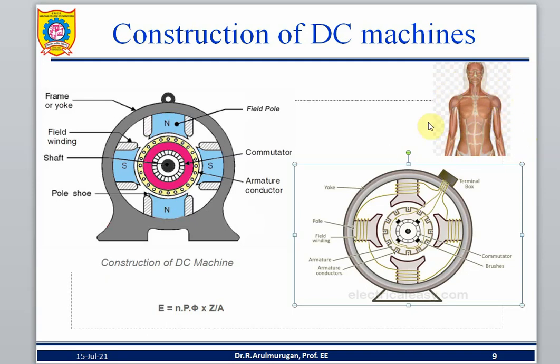The entire body is covered with the skin. The skin covers the entire body, and inside, the blood flows, while everything outermost is skin. Similarly, that is called the yoke. It protects the machine from moisture and dust. It covers the total system, and that is called the yoke.